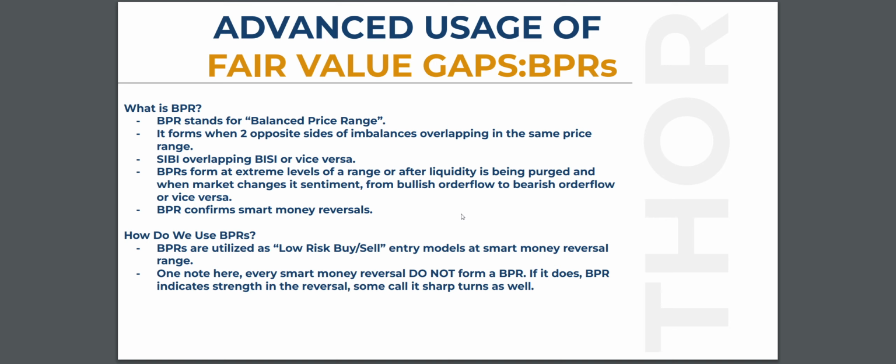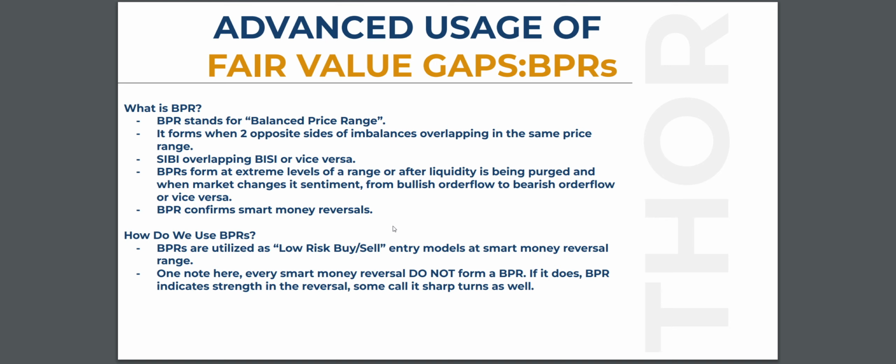But how do we use BPRs? BPRs are utilized as low risk buy or low risk sell entry models at smart money reversal ranges. Now, the reason it's called low risk buy or sell is basically because you are buying in the manipulation stage of the market maker model, right? Your stop loss will be much shorter and much smaller than if you were to enter at a later time. That's why it's called low risk buy, low risk sell.